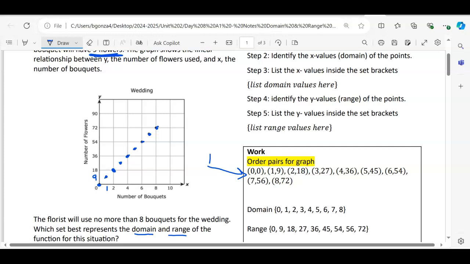And then step 2 and 3, identify x for domain and put them in brackets. Okay? Then step 4, range in brackets. So you got step 2 and 3, you got step 4 and 5 here. Doesn't this make sense for domain? Because look, the x value is 0, 1, 2, all the way up to 8, right? It said no more than 8. So all those x values are in order, and then for the range, all these y values are in order right here.